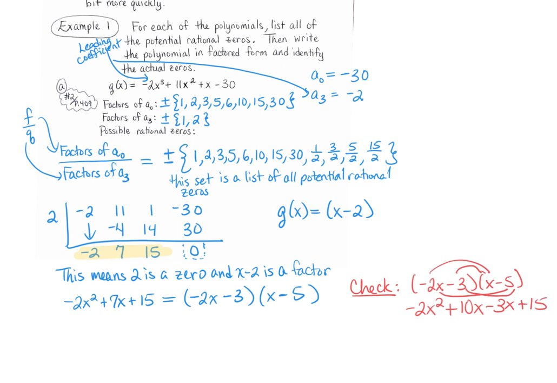So then you check, you get -2x squared. What's 10x minus 3x? 7x. Good, so plus 7x plus 15. So it does indeed work. That is the factorization. Remember, if you need to send a message, go out in the hallway. But that is how we factor it.